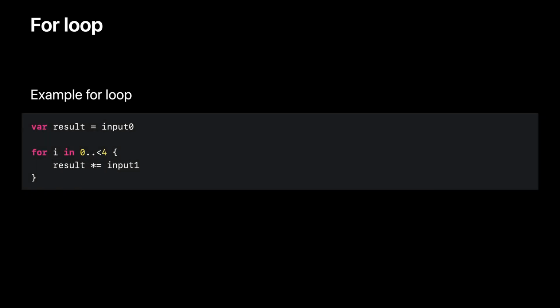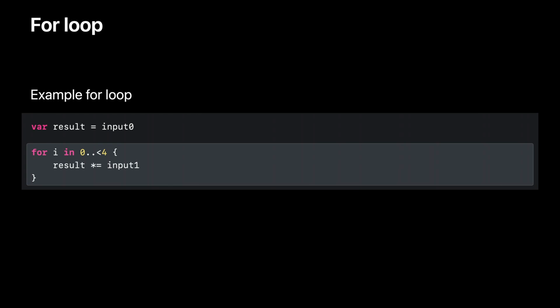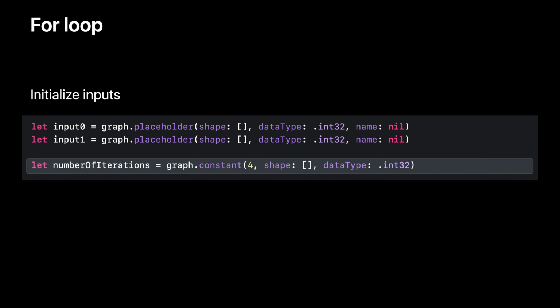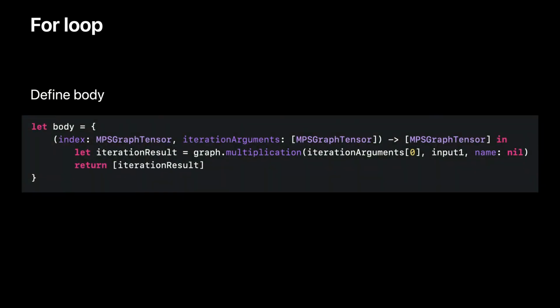Let's see how to implement this in code. Let's say we wanted to implement a really simple example. We'll initialize the result variable to some input value. Then we loop 4 times, multiplying the result by another input value each time. First, we create 2 graph tensors. The output tensor will be initialized to input 0. In each iteration, this tensor will be multiplied by input 1. Next, we set the number of iterations to 4 so that we can execute the loop 4 times, from index 0 to index 3.